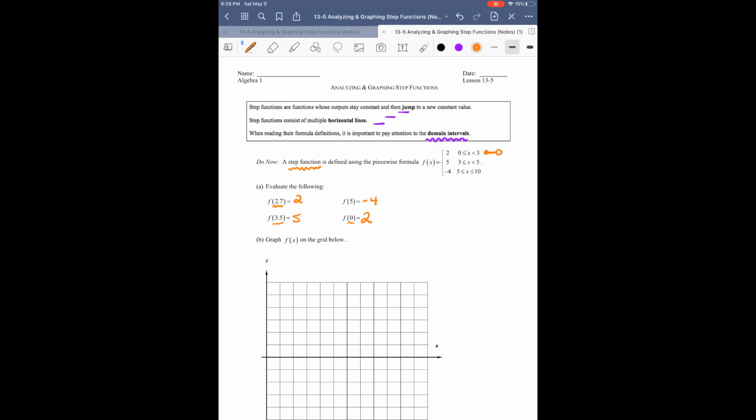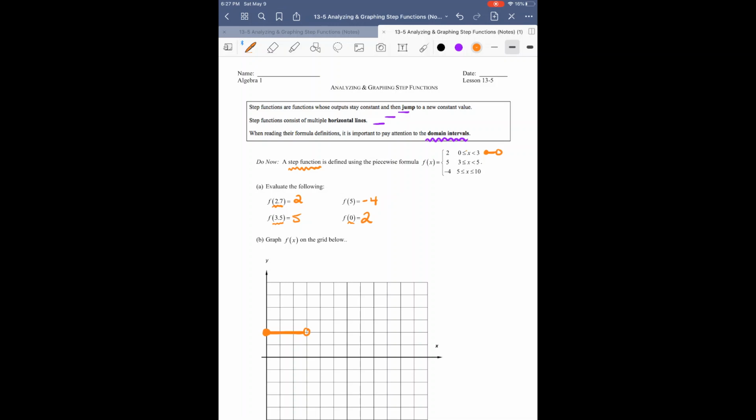So let me show you what this is going to look like. When x is 0, so when x is 0 over here, our output is going to be at 2. Okay, so my output's going to be at 2. And for all values between 0 and 3, the output will stay 2. Okay, so I'm going to have an open circle at (3, 2), and I'm creating my first step.